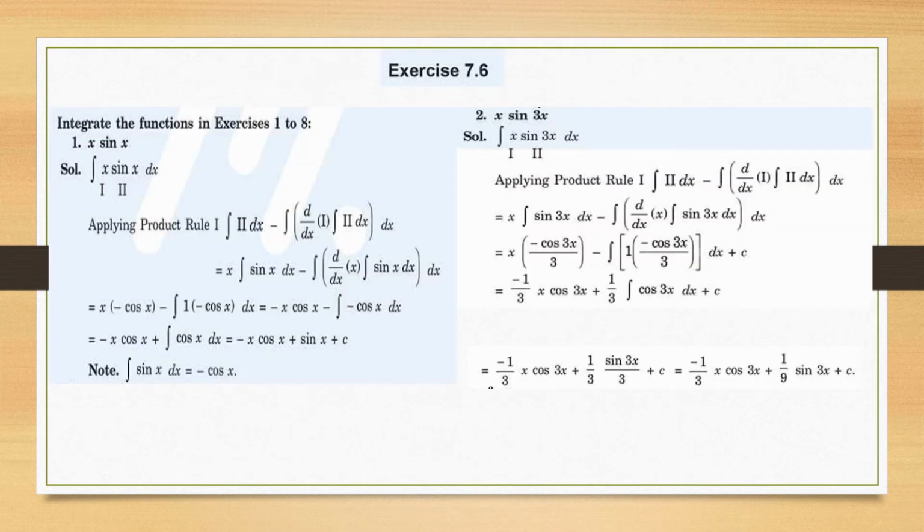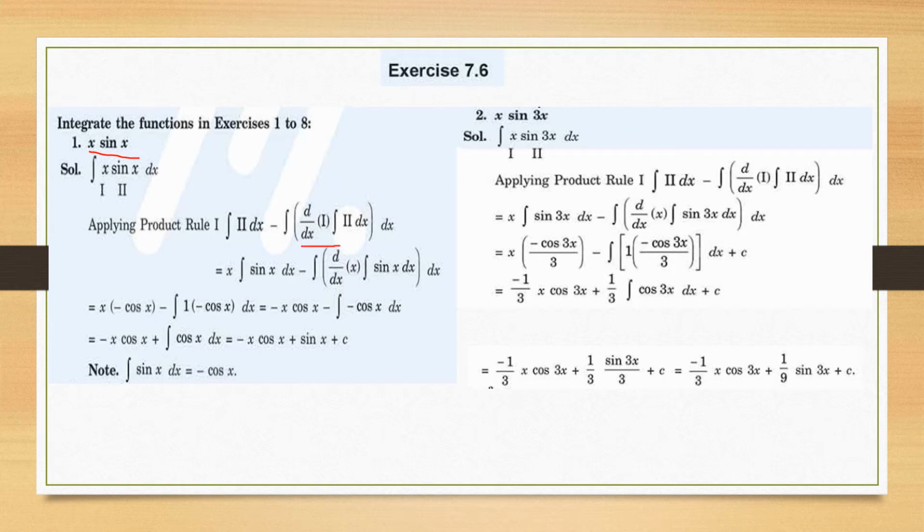So let us start with exercise 7.6 and the first question is x sin x. Okay, so algebraic, ILATE rule is applied here. So first thing is of your inverse trigonometric function, then logarithmic, then algebraic, then trigonometric, and then exponential. So algebraic is taken as first and trigonometric as second. Okay, so let us start. First function into integral of second minus integral d/dx of first into integral of second times dx.